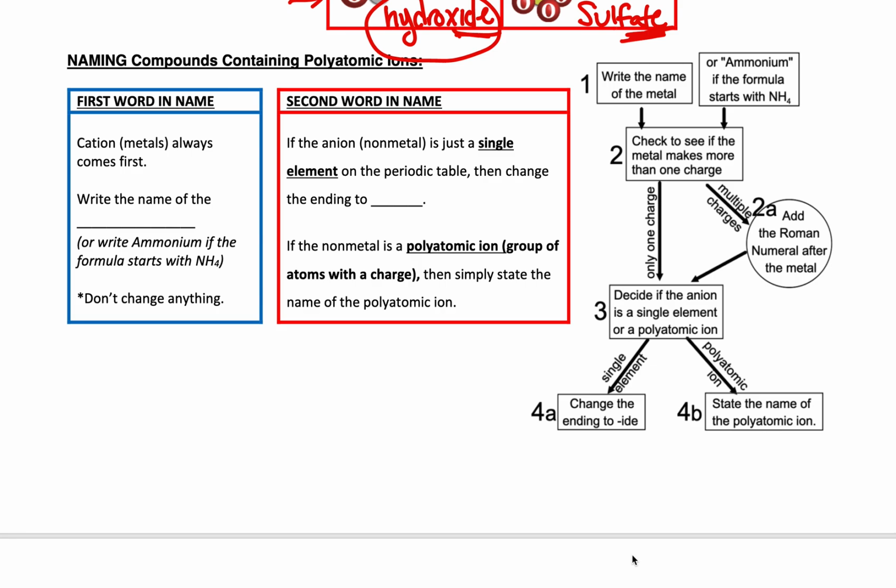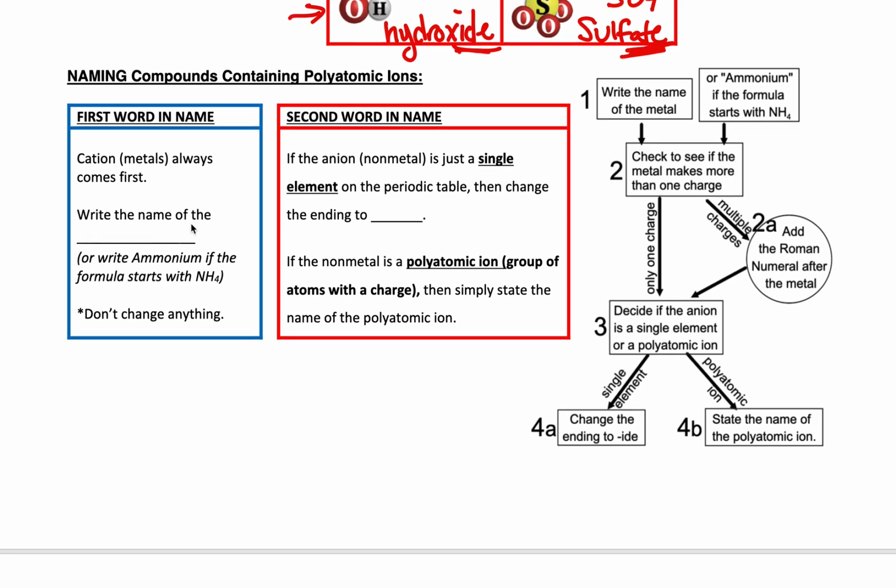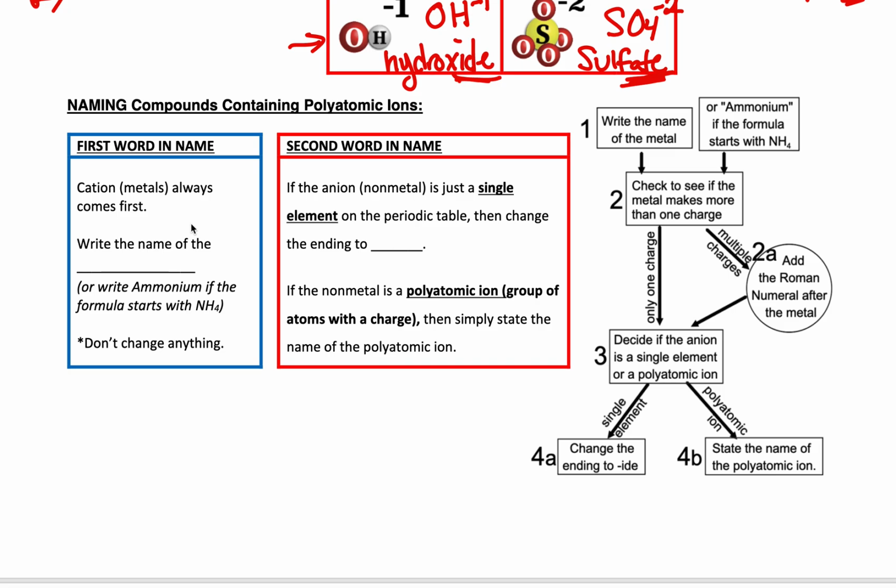All right, so the next thing we're going to do is figure out how we name compounds containing polyatomic ions. And it really is easy because the name of the polyatomic ion is half of the name of the whole compound. You just have to be able to recognize them. So I've got a flow chart here on how to name these things.